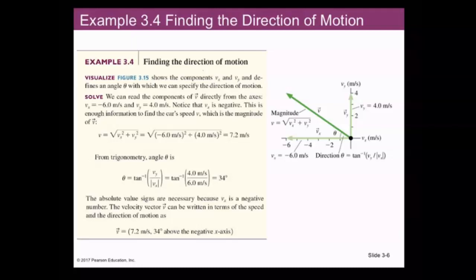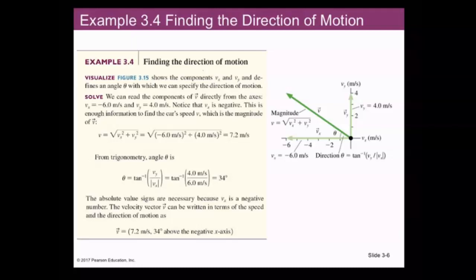This is enough information to find the car's speed, which is the magnitude of the vector v. Using the Pythagorean theorem, v is equal to the square root of the x component squared plus the y component squared. And when we put in the numbers, we see that it's equal to 7.2 meters per second.